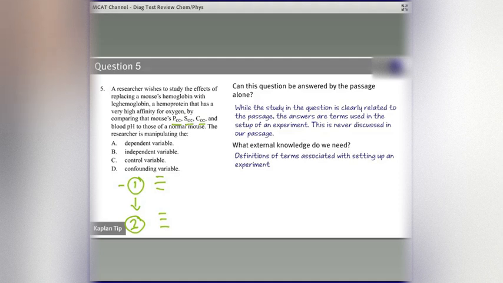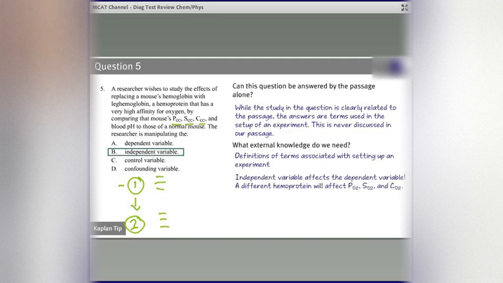So what are we changing? The dependent variable, the independent variable, the control variable, or the confounding variable? Which one is being changed here? What is the researcher manipulating? Now think about what the words mean. Dependent variables change based on what an initial variable is. If we go from normal to leg hemoglobin, our dependent variables, PO2, SO2, and CO2 change. So what is the original 1 or 2 in here? Yeah, it's the independent variable.